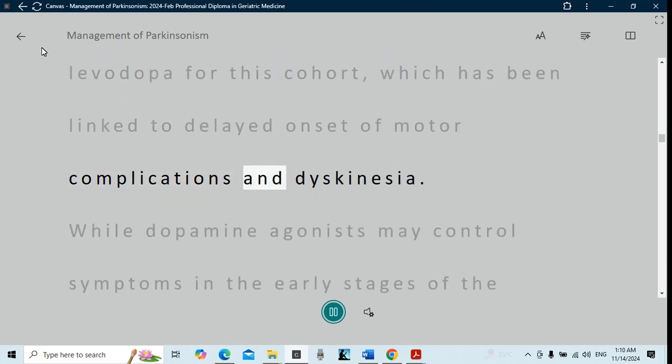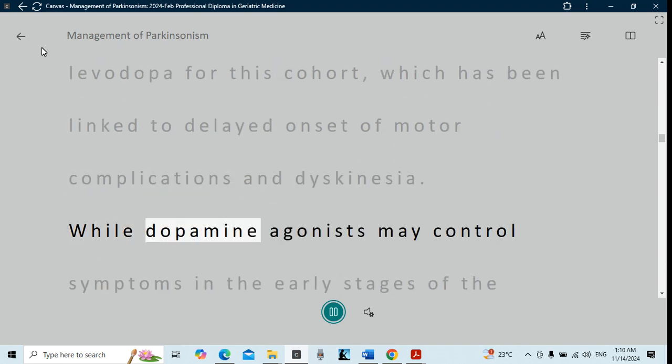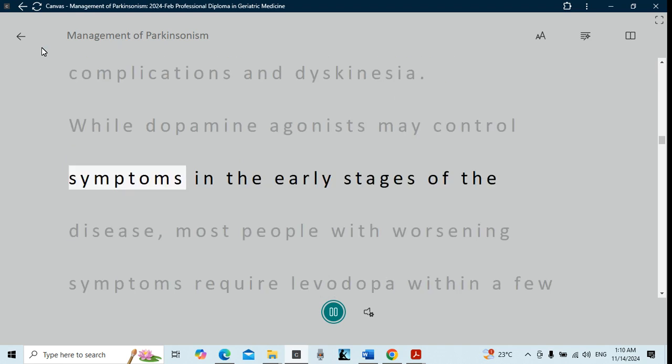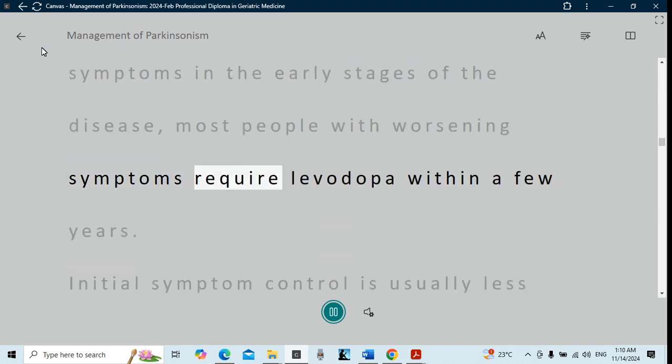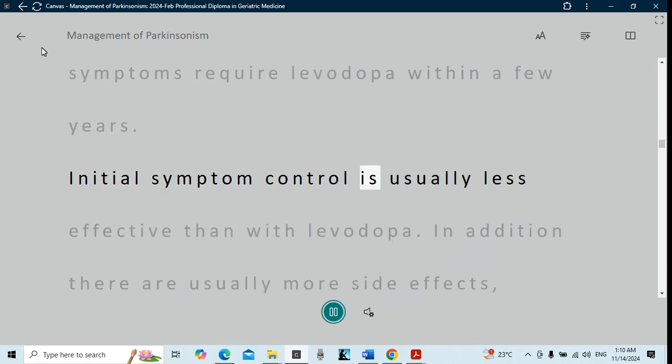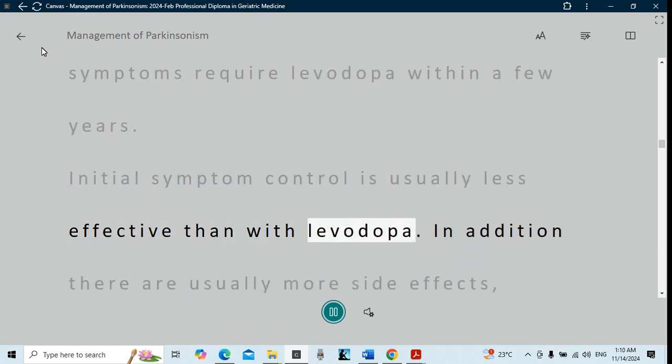motor complications and dyskinesia. While dopamine agonists may control symptoms in the early stages of the disease, most people with worsening symptoms require levodopa within a few years. Initial symptom control is usually less effective than with levodopa.